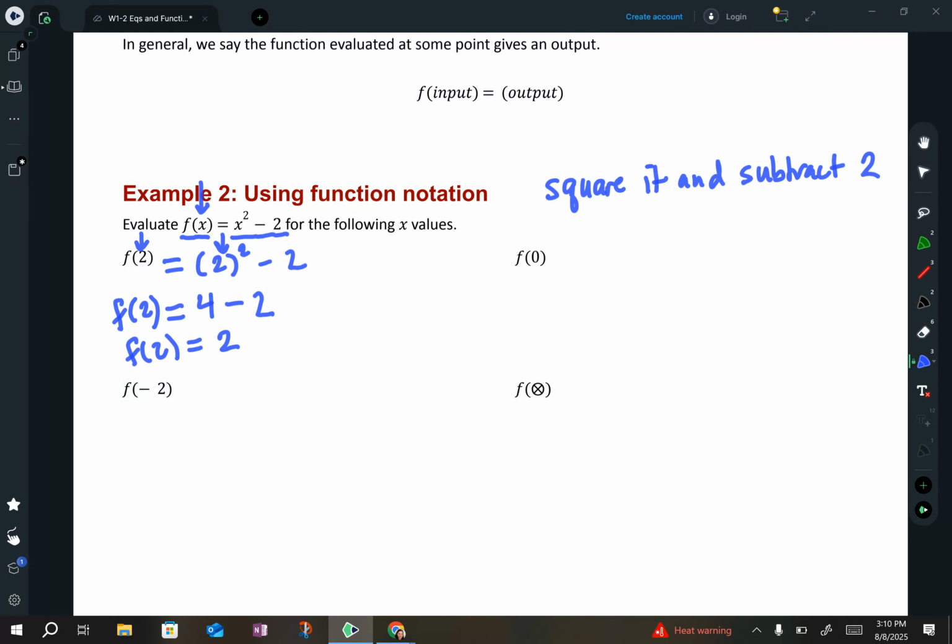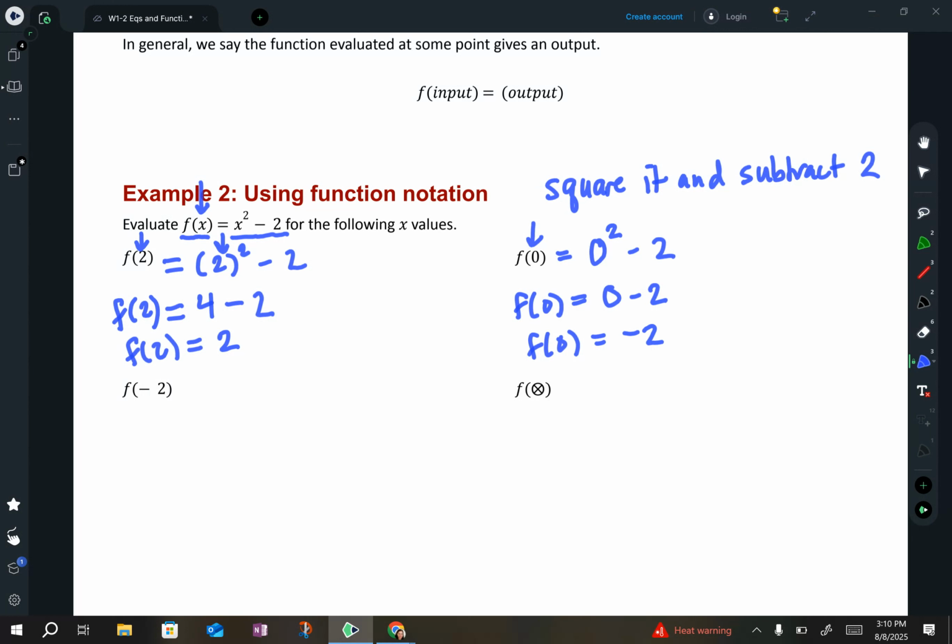All right, let's try f of 0. So now I've replaced my input x value to be 0. So now everywhere I see an x, I'm going to put a 0. So 0 squared minus 2, using my same rule of f. I haven't defined a new f. So f of 0 equals 0 minus 2. f of 0 equals negative 2.